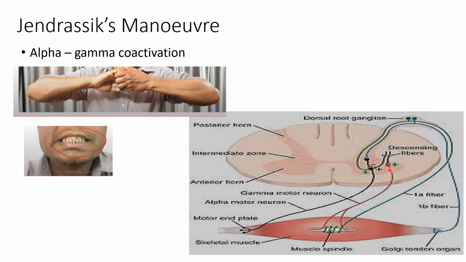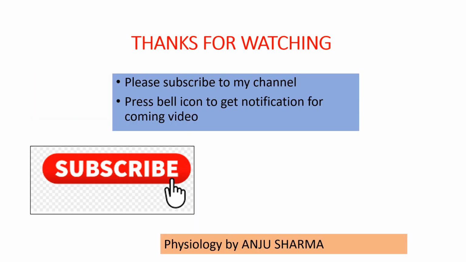Fine. So whenever there is gamma motor neuron stimulation, that in turn stimulates the alpha motor neuron, which basically increases the reflex response. That's why we call it alpha-gamma co-activation. So the Jendrassik maneuver is basically performing alpha-gamma co-activation, increasing the sensitivity of the reflex. So that's all about the reflexes.